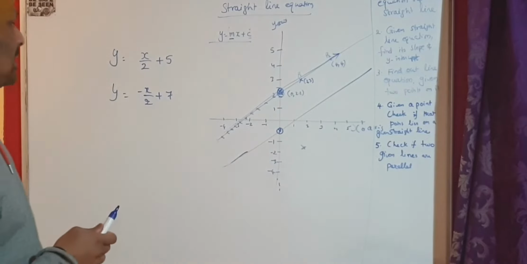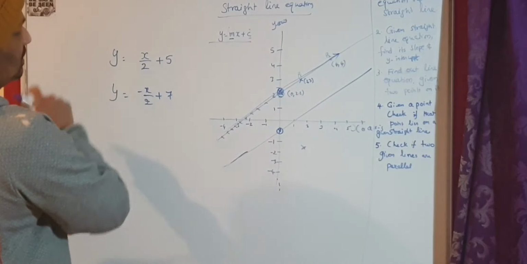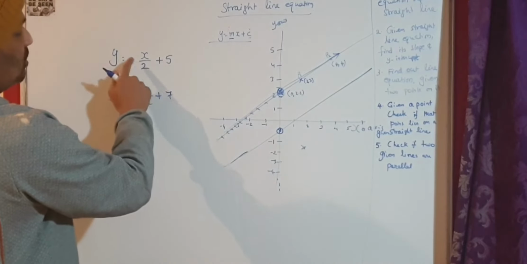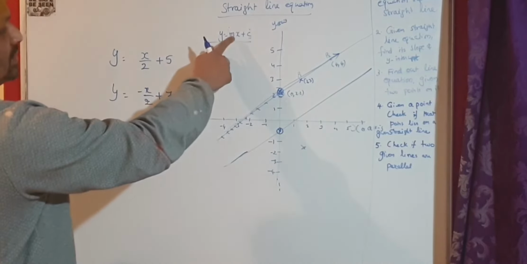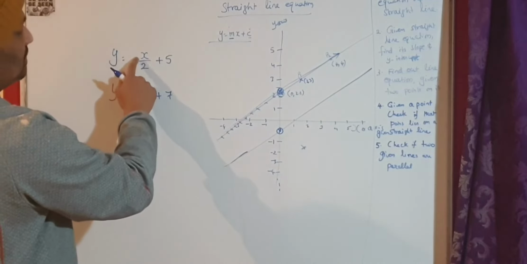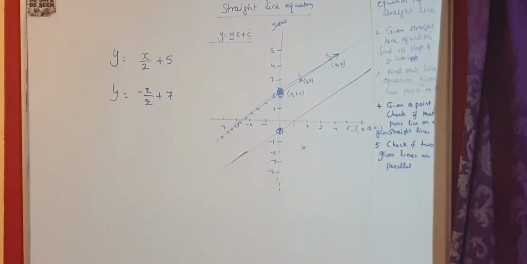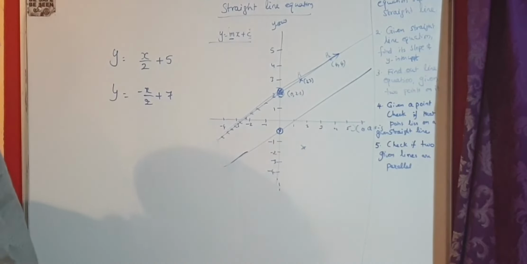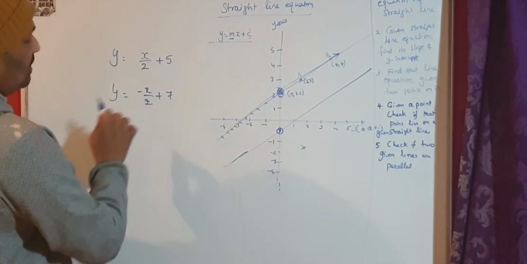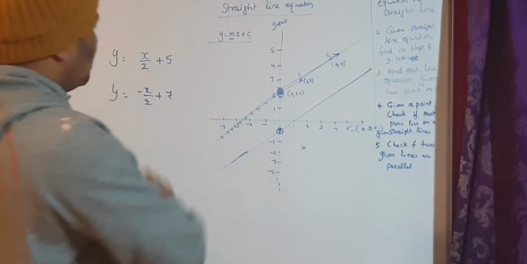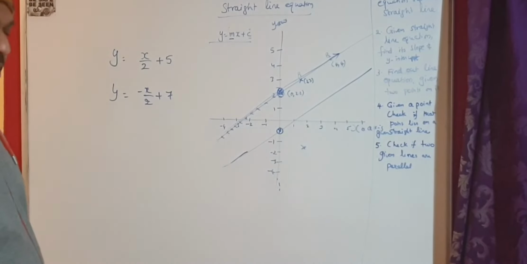First of all, are they parallel lines? What is the slope here? The slope here is 1 by 2 for this equation. For equation 1, the slope is 1 by 2, since x by 2 can be written as 1 by 2 into x. And the slope here is minus 1 by 2. Are the slopes the same? No, they are not the same. Here we got a 1 by 2 slope and here we got a minus 1 by 2. So they are not parallel. This point we already verified, and now the question is whether they are perpendicular or not.